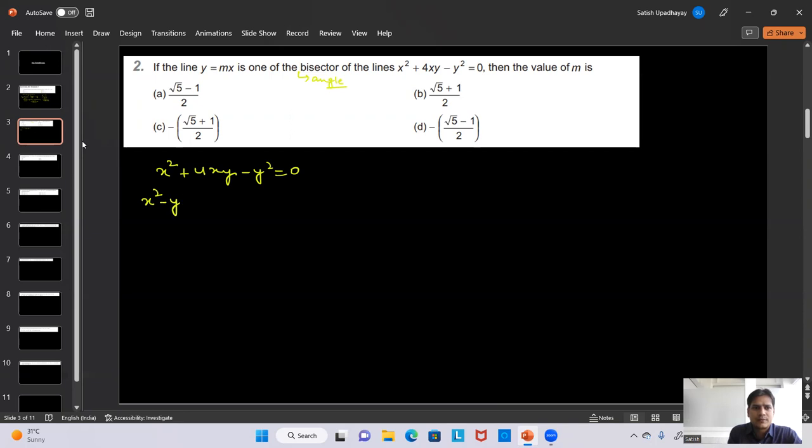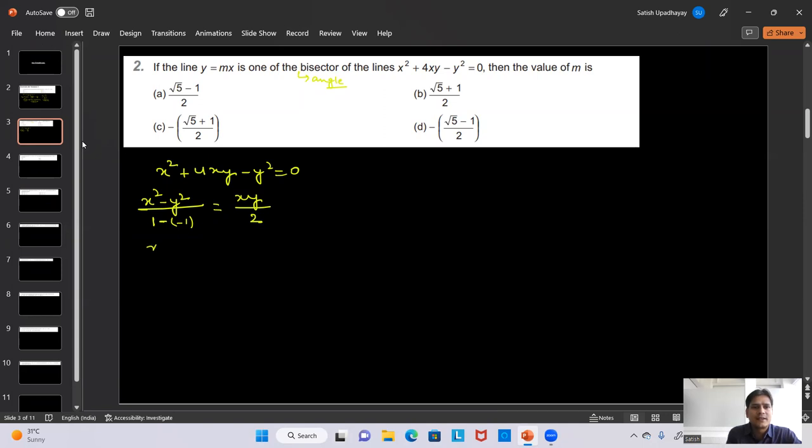The equation of bisectors is given by x square minus y square upon a minus b. What is a? A is the coefficient of x square, here it is 1. What is b? The coefficient of y square, in this case it is minus 1. So x square minus y square upon a minus b is equal to xy upon h. What is the value of h here? 2h is equal to 4, so our h will be equal to 2, right?